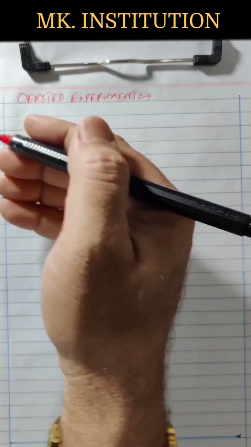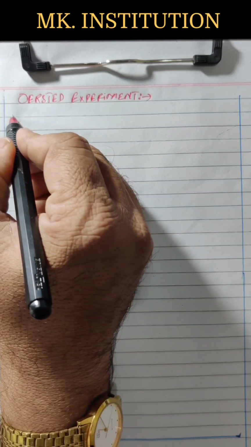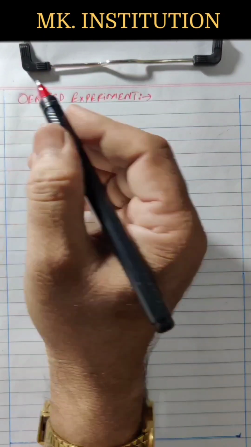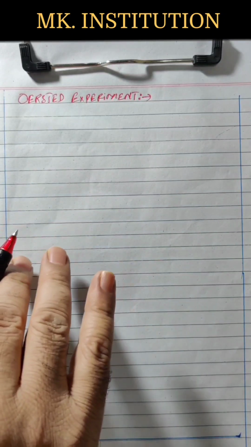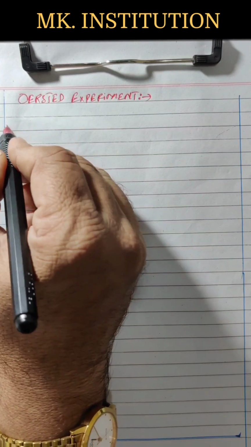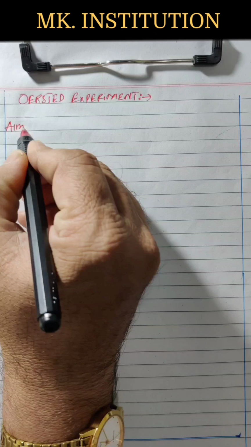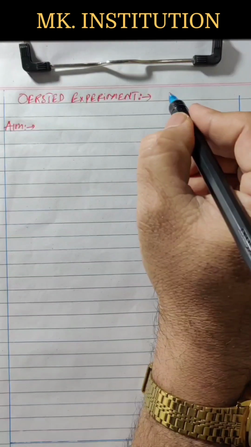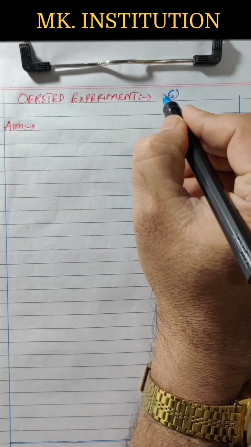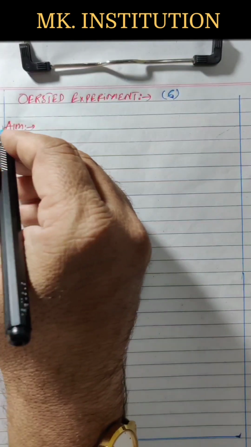Now, as we have done experiment-based questions in biology, physics and chemistry, we have to divide it the same way: aim, procedure, requirements, observation, conclusion, precaution. These are very important for experiment-based questions. Clear? So what is the aim here? What do you write as the aim for this experiment? This experiment carries 6 marks. It comes under long answers.